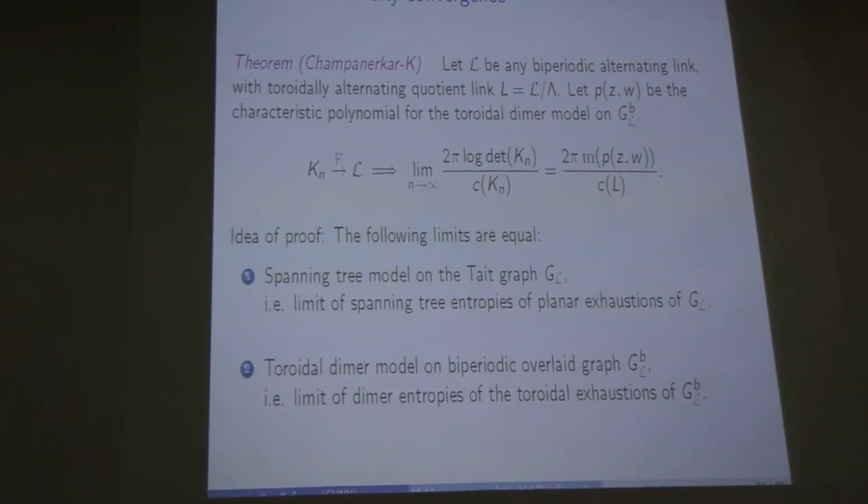The idea of the proof here is straightforward. This does not use heavy-duty number theory. The idea of this proof is that the spanning tree model on the take graph is basically equivalent to the toroidal dimer model on the biperiodic overlaid graph, right? That there's a limit of spanning tree entropies of planar exhaustions that's equal to the limit of dimer entropies of the toroidal exhaustions. Okay? Let me leave it at that.